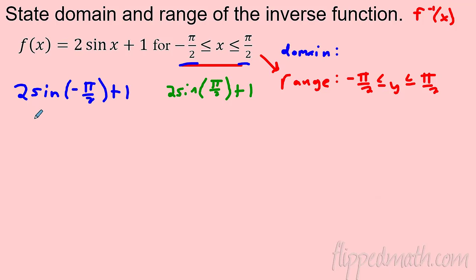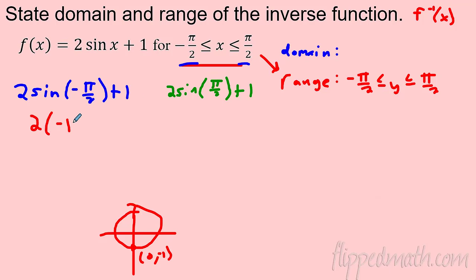So what is the sine of negative pi over 2? Remember, that's just our negative 90. Ooh, that's a rough x and y axis there. But where am I at? I'm down here at 0, -1. So I know that the sine of negative pi over 2 is -1. Add that 1 to it. I'm going to say -2 plus 1 is -1.